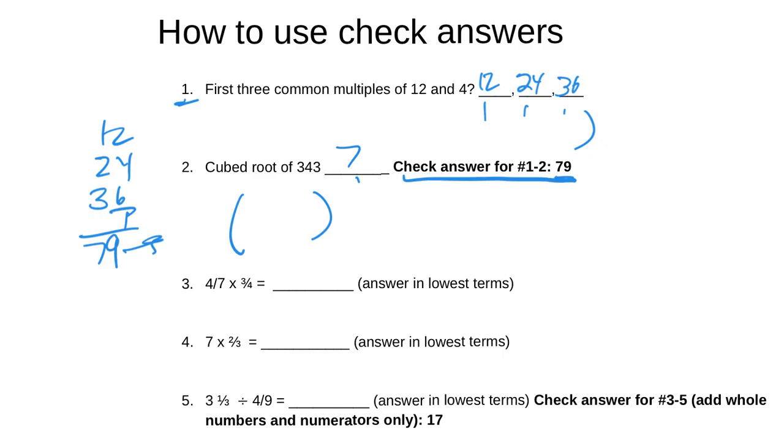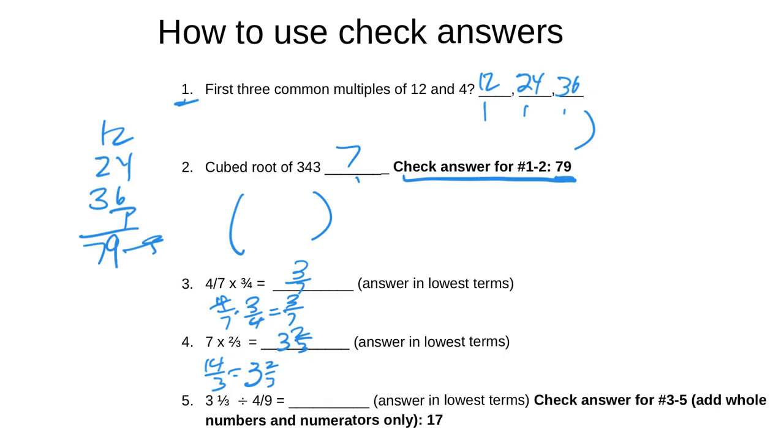And then let's move on and try a different one. We got 4/7 times 3/4. And I notice that these 4s can kind of cross cancel, and I get 3/7. So I'm going to put that answer there. 7 times 2/3 is 14/3, which simplifies to 3 and 2/3. Write that in there.